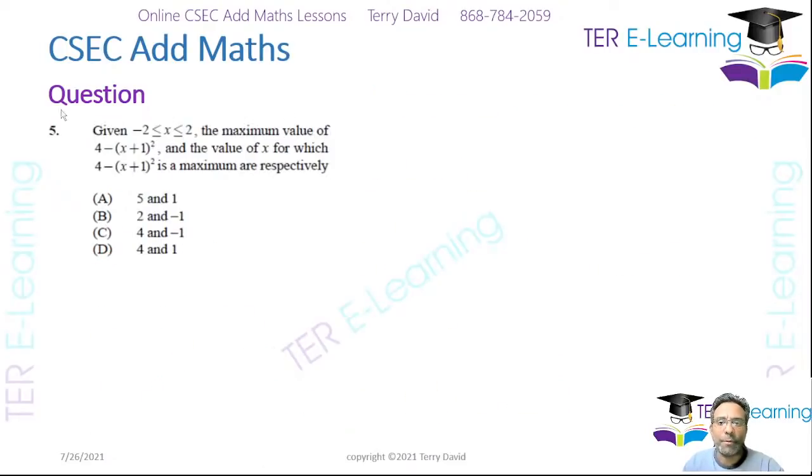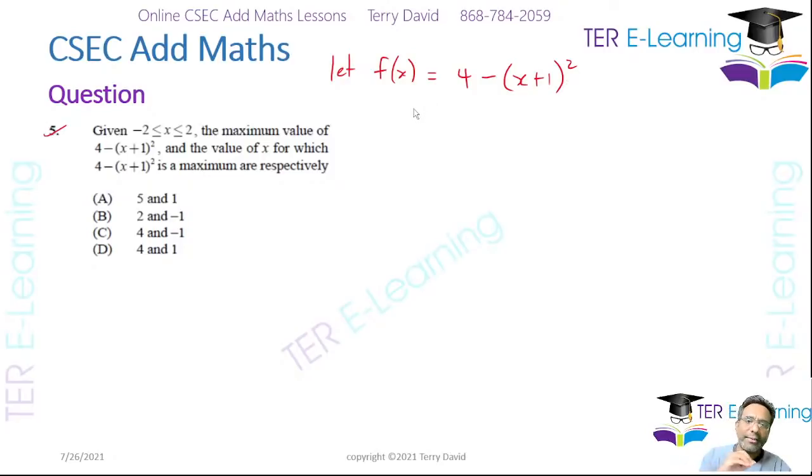So that's question 4. Question 5, what they want here. Given that, they give us a domain and they ask for the maximum value of 4 minus and the value of x for which it occurs. Okay, so let's do this. Let's call this f of x. So let f of x equal 4 minus (x plus 1) squared.